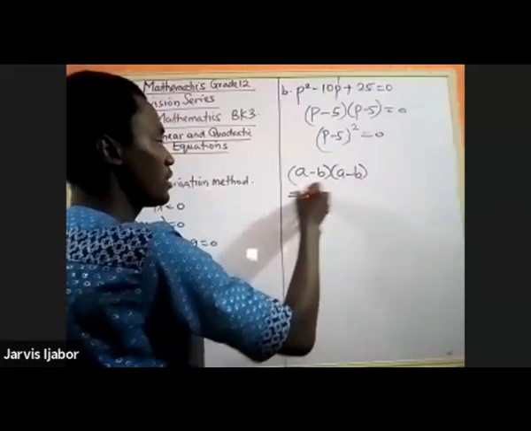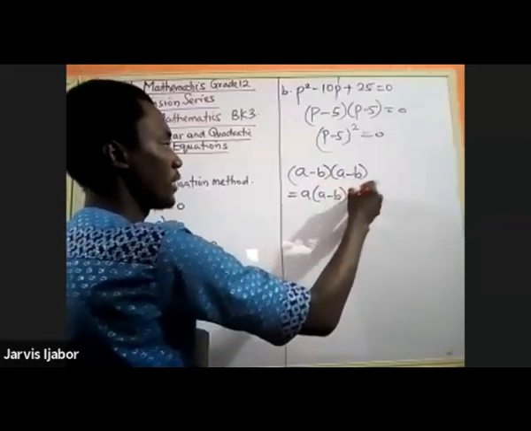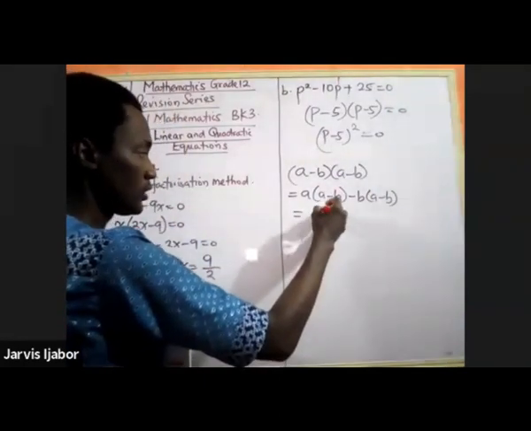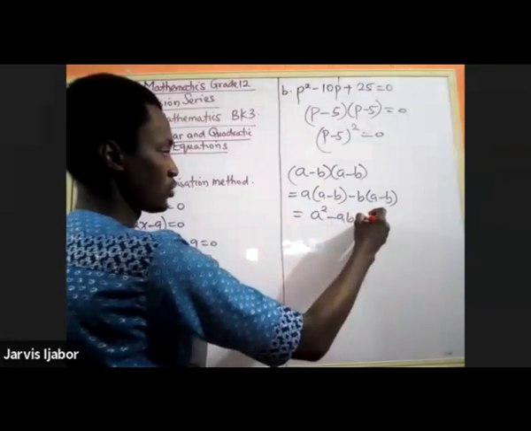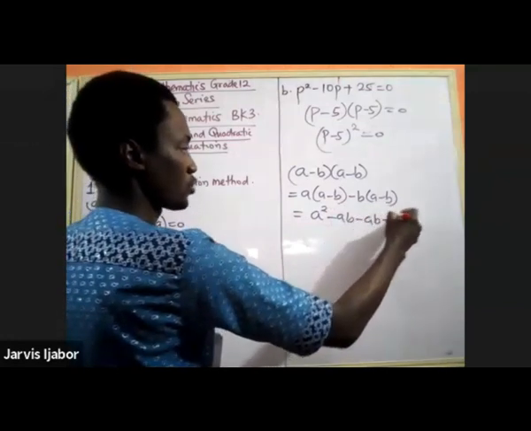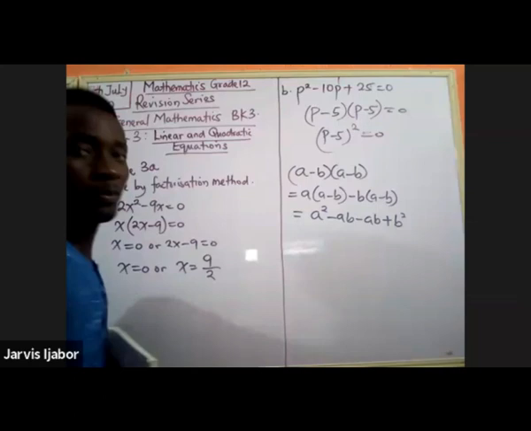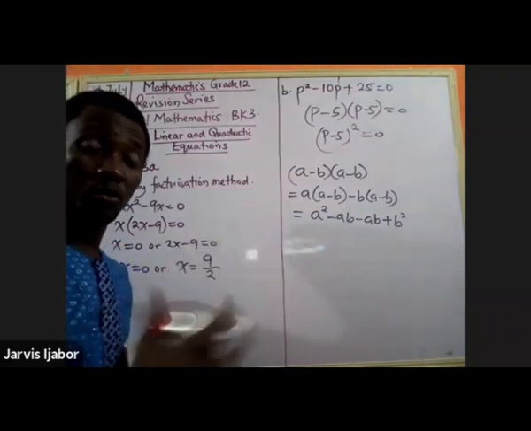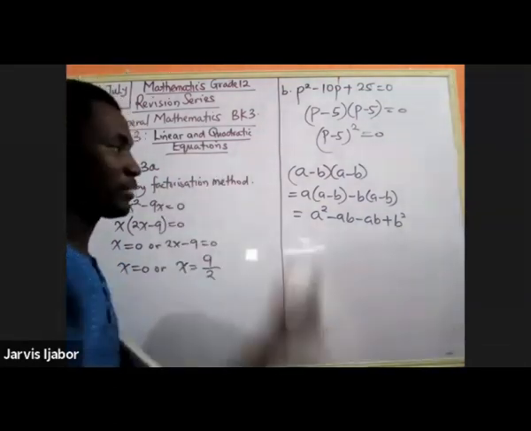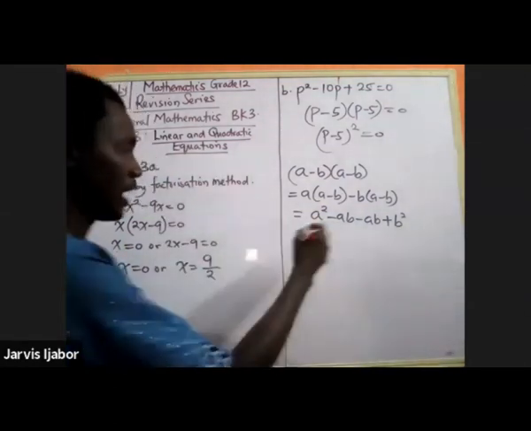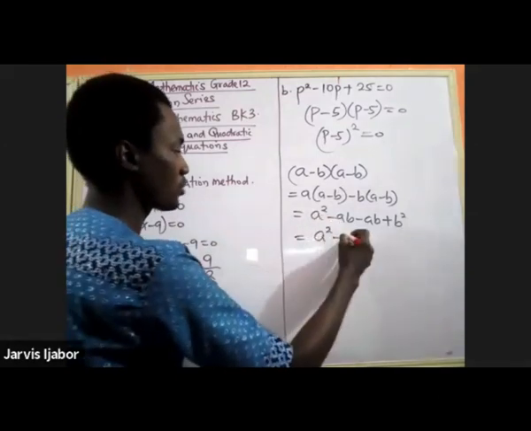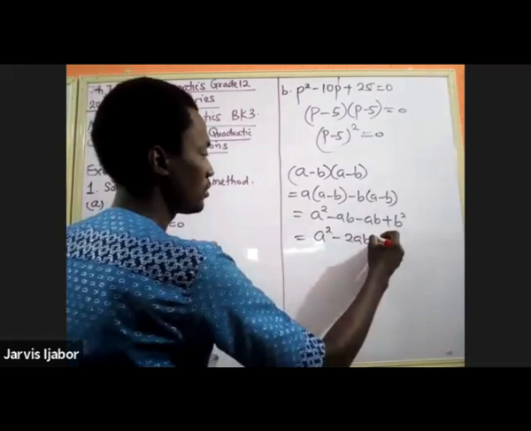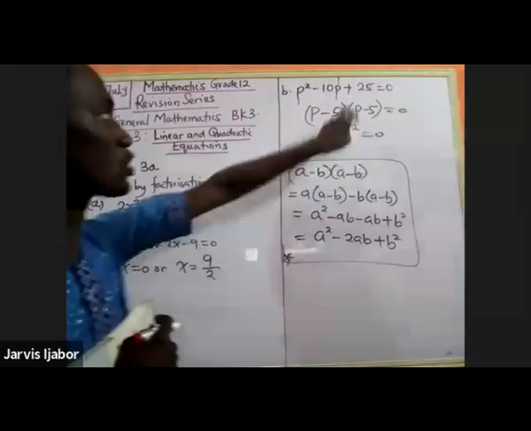This will give me a into a minus b, into a minus b, which will now give me a squared minus ab minus ab plus b squared. Remember that when you multiply letters of the English alphabet, they will always appear in the order of the letters of the alphabet, so a must come before b. And with that, this will now give me a squared minus 2ab plus b squared. To get the second term, you just square this one.